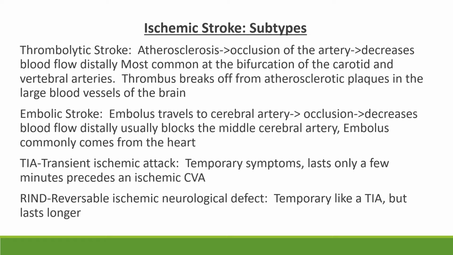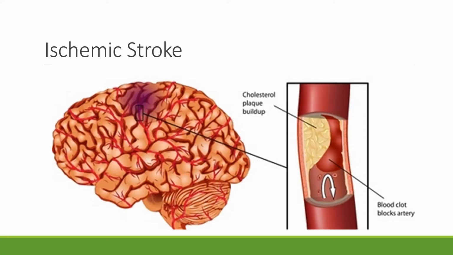TIA or transient ischemic attack. These cause temporary symptoms. They last only a few minutes and they precede an ischemic CVA. And RIND, it's a reversible ischemic neurological deficit. It's temporary like a TIA, but it lasts longer and it can be up to a day. Here's a picture of an ischemic stroke.